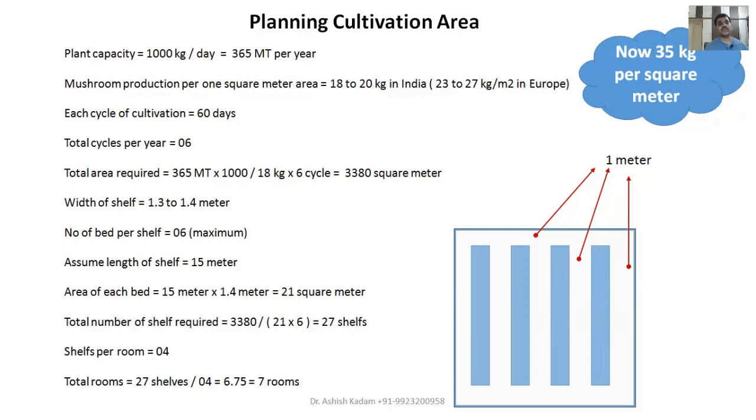So for a year you require 365 metric ton of production, because in a year we have 365 days. So 365 days into 1000 kg, you will get 365 metric ton of button mushroom production. This is the total volume of production you will get in a year. But for planning we have to always do it for a day. That is a very important thing. So if you are planning for 1000 kg for a day, then you will require the area in this proportion.